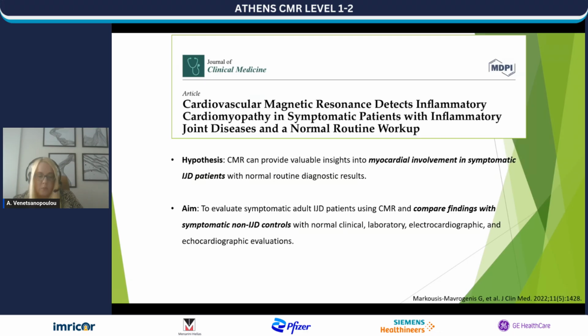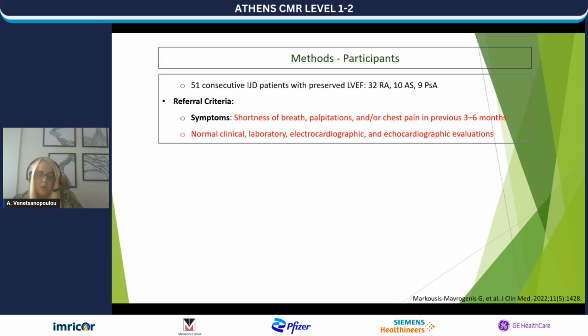This was a prospective evaluation of patients with rheumatoid arthritis, ankylosing spondylitis, and psoriatic arthritis who presented with symptoms such as shortness of breath, palpitation, or chest pain in the previous few months. Importantly, all of these patients had normal clinical evaluation, ECG, laboratory workup, and echocardiography. In other words, using conventional tools, we might have dismissed their symptoms.